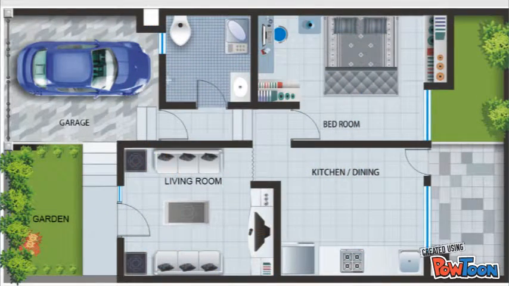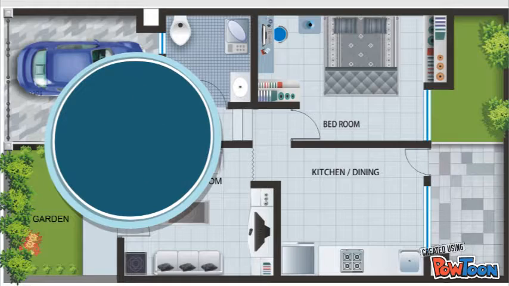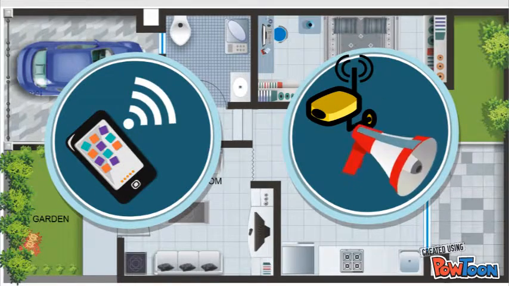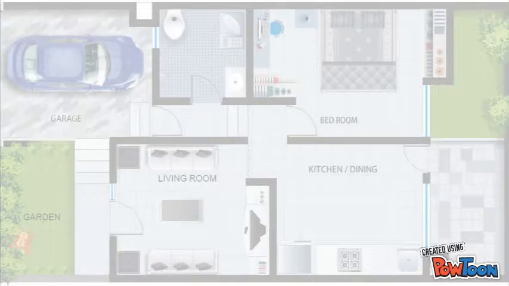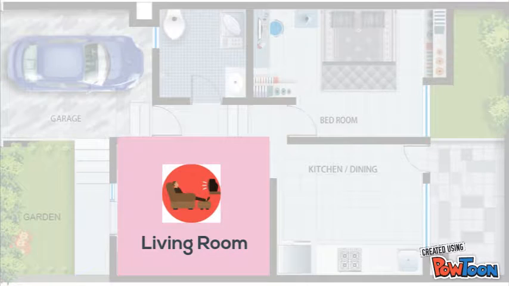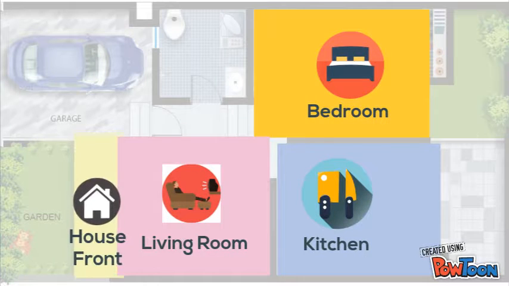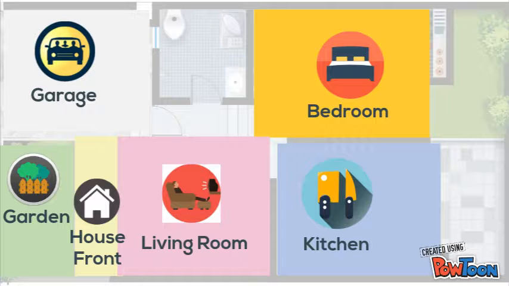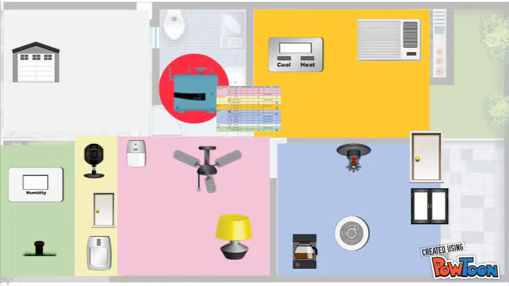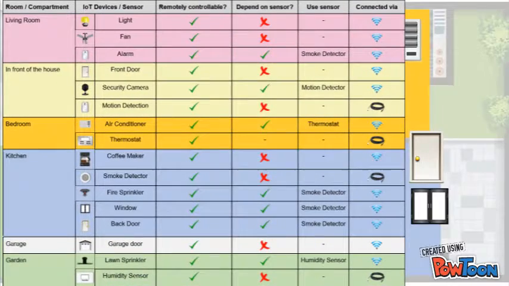In this simulation, we will show how the IoT devices are configured to be remotely controlled and also how the devices are automated by the sensors. In this smart house, the areas that will be upgraded using IoT devices are the living room, bedroom, kitchen, house front, garden, and garage. These IoT devices will be configured accordingly. In this simulation, this table is used as a guide when doing the configuration for the devices.